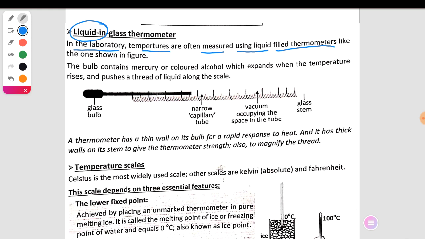We use alcohol or mercury. Mercury has a high boiling point, so it can be used to measure the boiling point of water, 100. But alcohol has a boiling point of 78.5 degrees, so we cannot use it to measure the boiling point of water, but we can use it to measure the temperature of cold liquids.